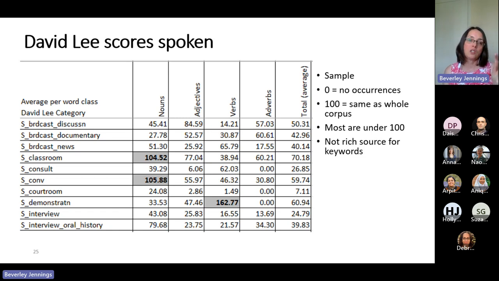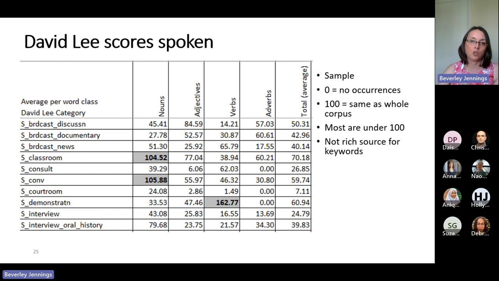So this is just a sample of the spoken language categories, and you can see for most of them, they're under 100. And in fact, for all the totals in the final column, they're under 100. So this, again, supports what was indicated in earlier findings, that spoken language is not a rich source for the keywords. So if you don't read anything, you're not going to have come across the words that come up in the exam.